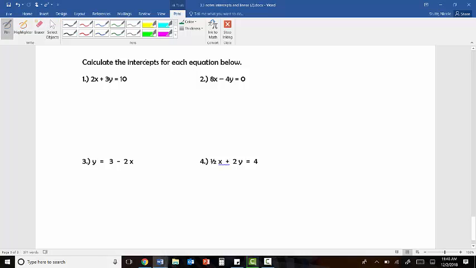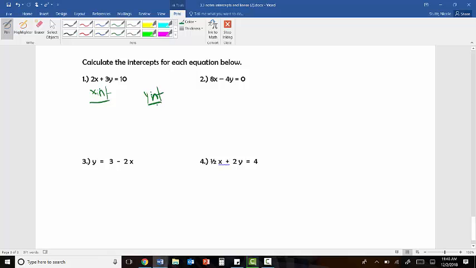Okay, so it says in the directions, calculate the intercepts for each equation below. And the rule is if there's two variables, then there's going to be two intercepts for these linear equations. So what I would do is I would make a column for x-intercept, and I make a column for y-intercept.